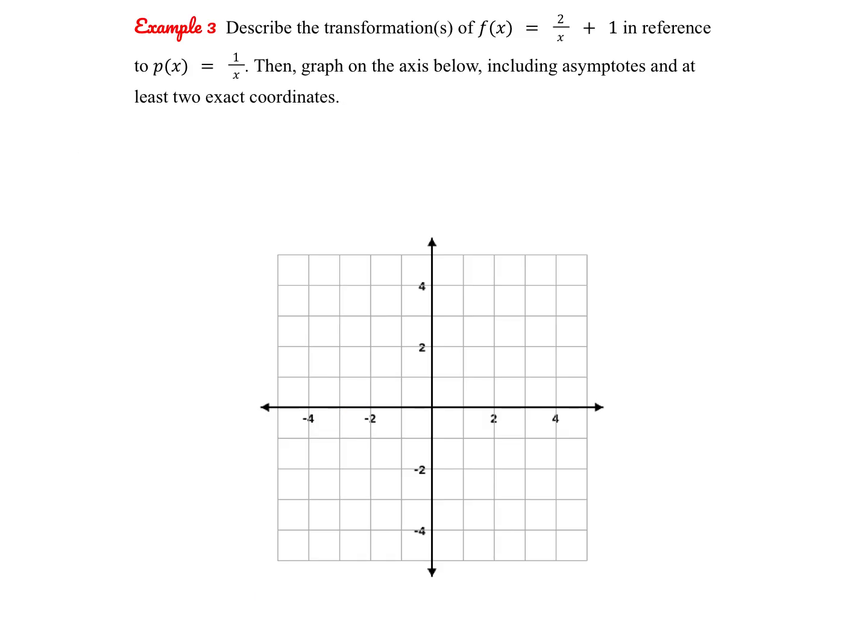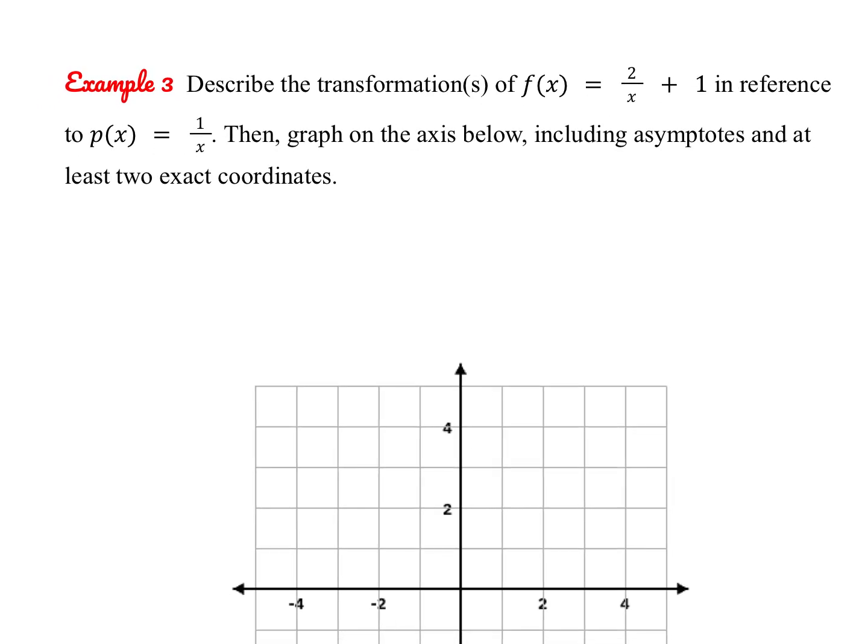All right, let's try one last problem together. So here I see that 2 for my A value. So I know that's going to be a vertical stretch by a factor of 2. And then I see this +1. Now, since it's not specifically grouped with x, I know this is a vertical transformation. So it's going to be a vertical translation up 1.